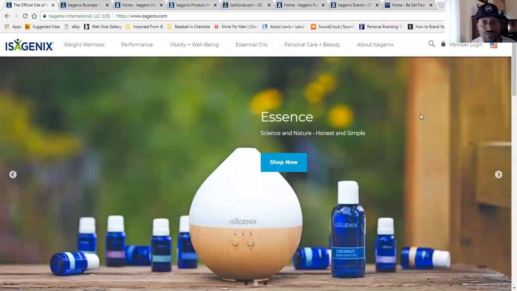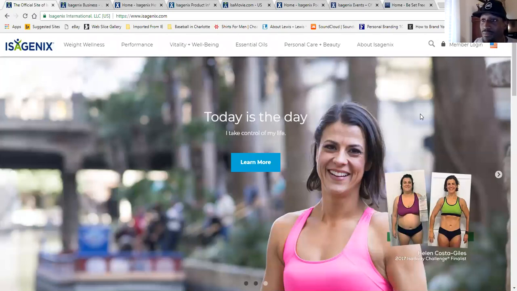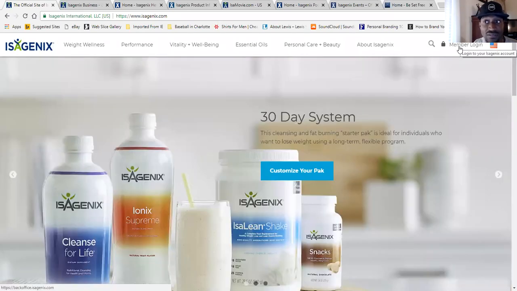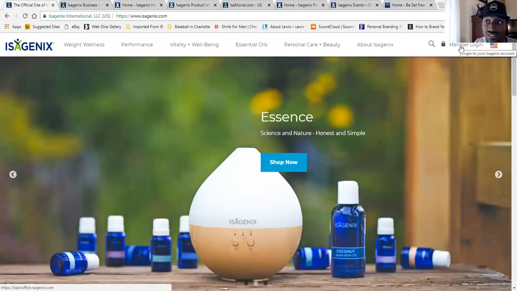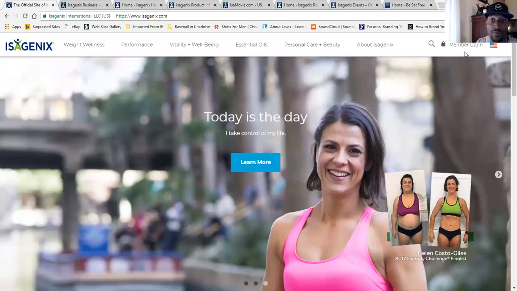Okay. So first and foremost, you're looking at my screen. So we're at the Isagenix website. You got your member login. You're going to take that login that was given to you by your enrolling sponsor, and you're going to log into your back office just by doing that. So just click member login. You'll be able to go into your back office.